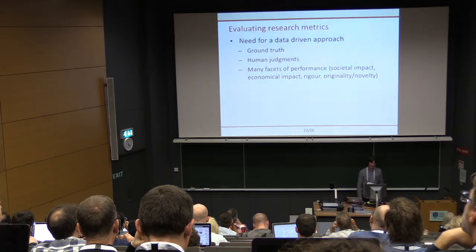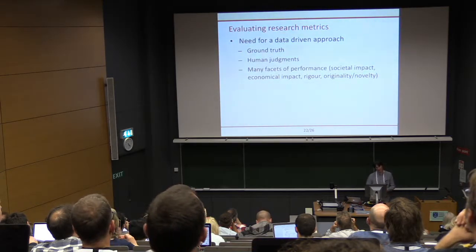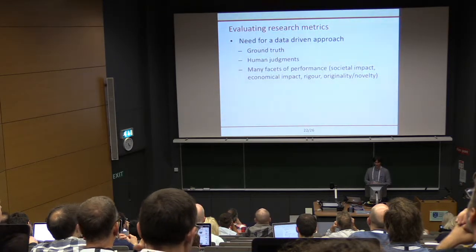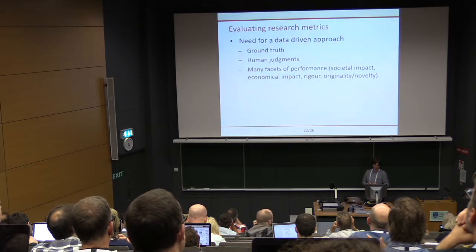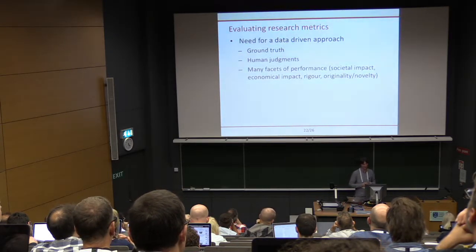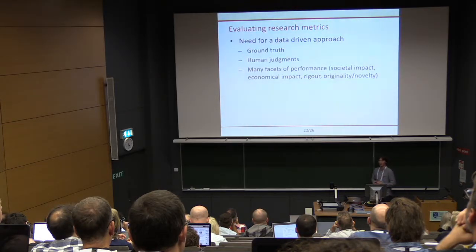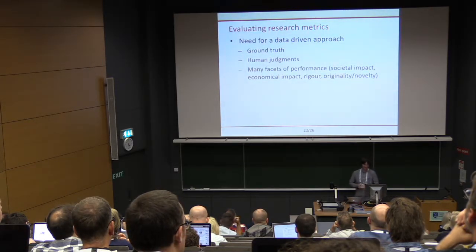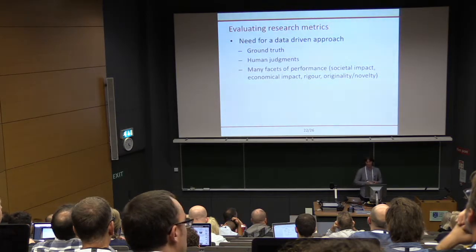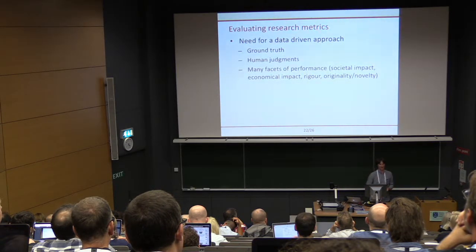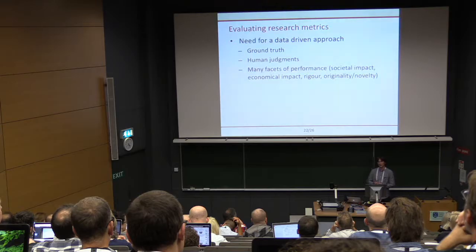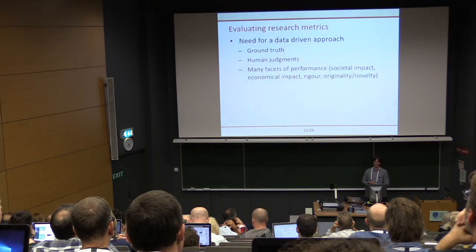So what is the problem with the existing research metrics and the approaches to design for design? The problem is that you don't really have ground truth, you don't have human judgments, and there are many facets of performance. Facets are societal impact, economic impact, rigor, originality, novelty. And I believe we need different measures for capturing these different aspects.